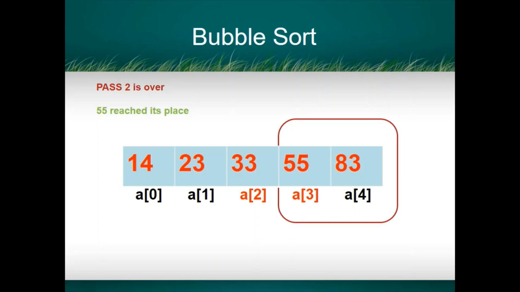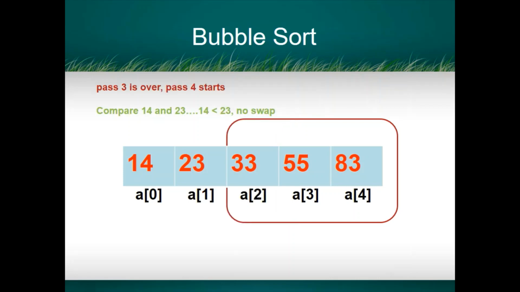Now in pass 3, we need to consider the first three elements 14, 23 and 33. Now we compare 14 and 23. 14 is less than 23, so don't swap. Next 23 and 33. 23 is less than 33, we need not swap. So pass 3 is over and pass 4 or iteration 4.